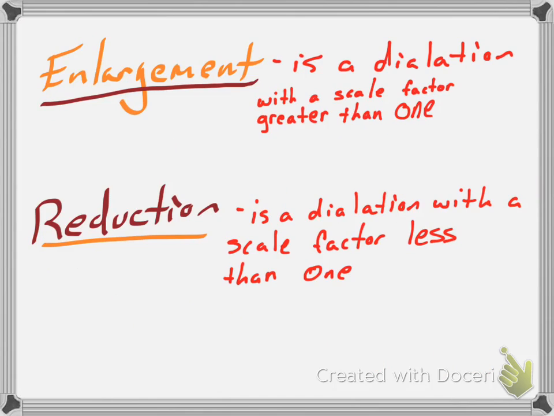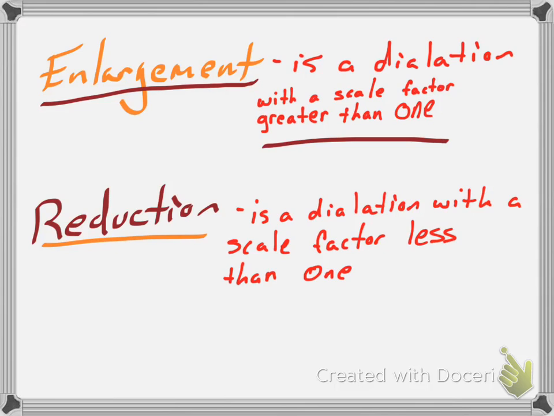Let's go on. Alright, there's two types of dilations. There's an enlargement and a reduction. Enlargement is getting bigger. Reduction is getting smaller. But a little bit more detailed, the scale factor for an enlargement, to get bigger, you're going to multiply it by more than 1. Because if you multiply it by 1, you just get the same thing back, right?